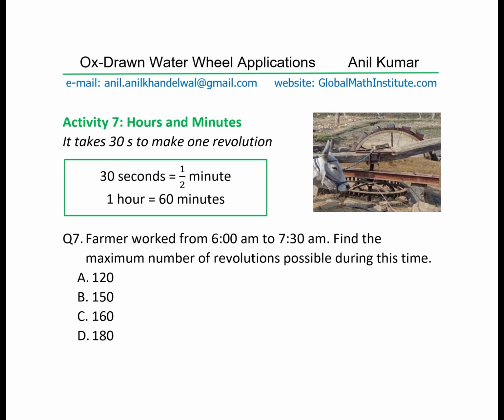Again, the same information is given to you, which is that it takes 30 seconds to make one revolution, which is kind of the same as we did in the last activity. But the question here is, a farmer worked from 6 a.m. to 7:30 a.m. Find the maximum number of revolutions possible during this time. So we'll assume without rest. Continuously, you'll get the maximum number of revolutions.